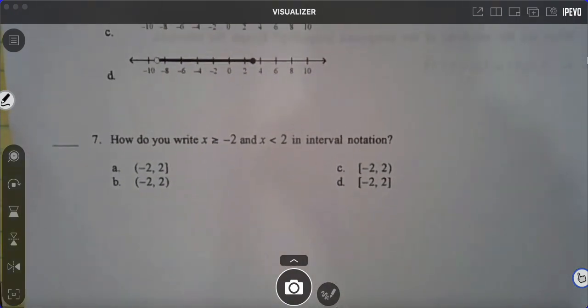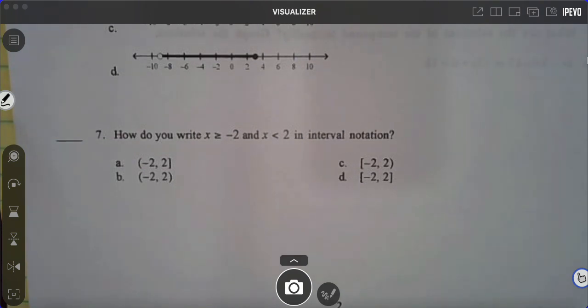All right, it says x is greater than or equal to -2 and x is less than 2, in interval notation. So y'all, what's my smallest number here? -2. Okay, we'll get to our brackets. And what number does it go up to? 2. Does everybody see that? So this is an "and." I'm staying between those two numbers.